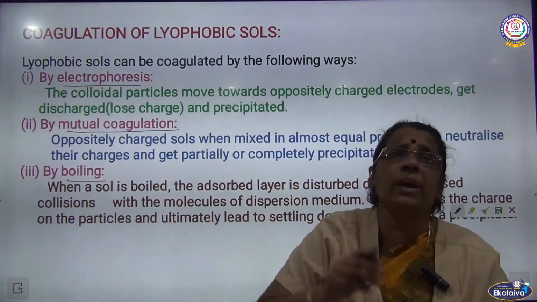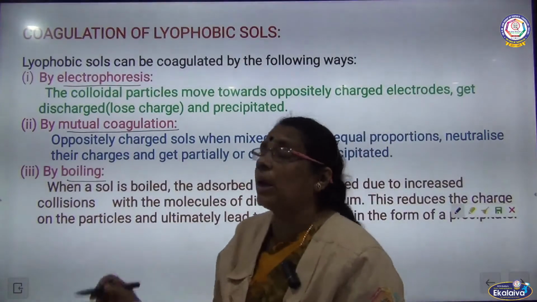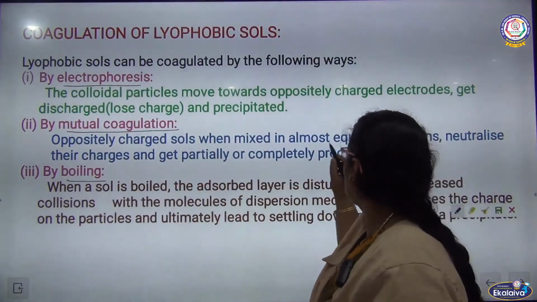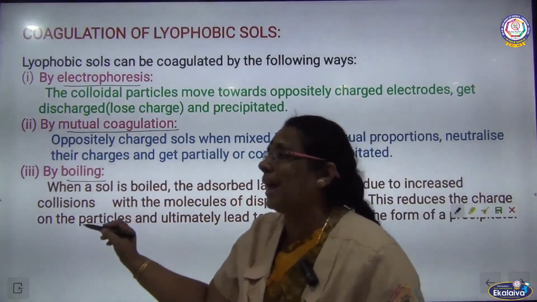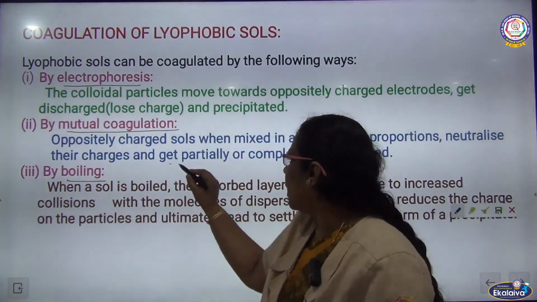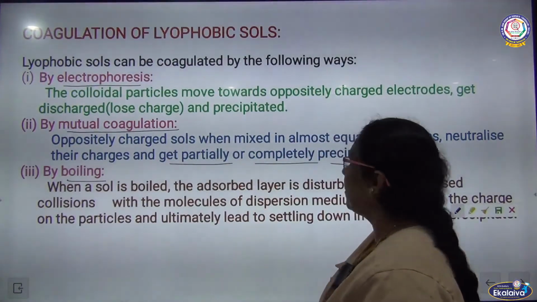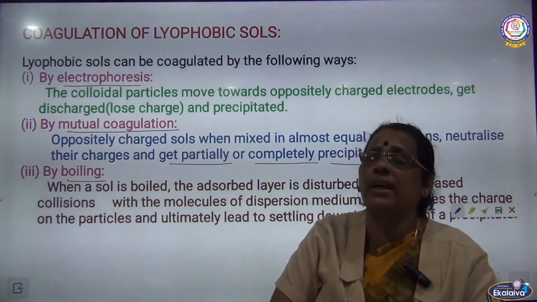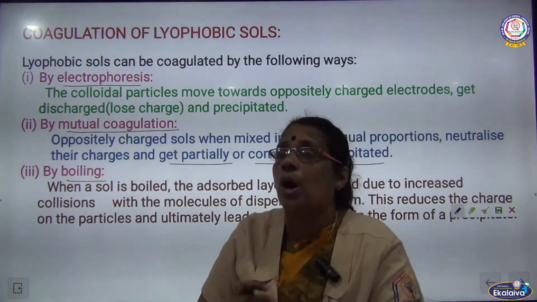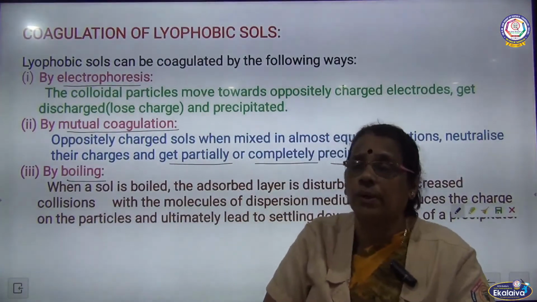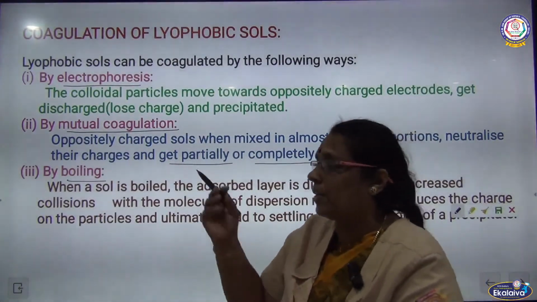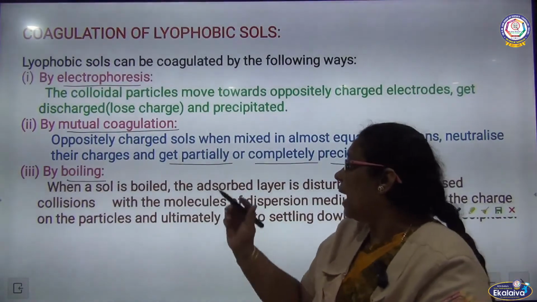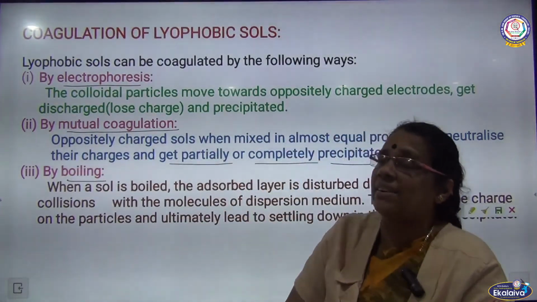Similarly, there is another way of coagulation, mutual coagulation. What is that? Oppositely charged sols, when mixed in almost equal proportion, neutralize their charges and get partially or completely precipitated. So oppositely charged colloidal solutions are mixed together in equal proportion. What is happening? Mutual coagulation is taking place, attraction is taking place, neutralization is taking place.